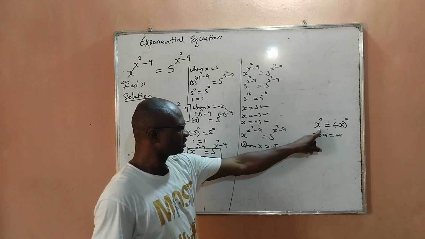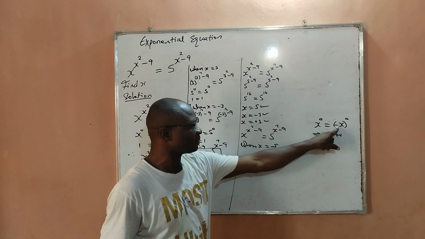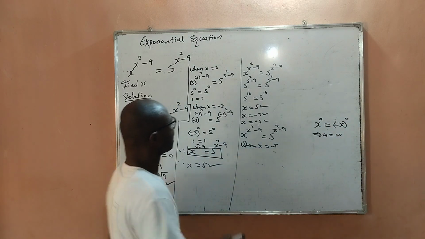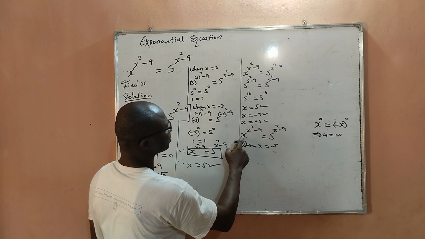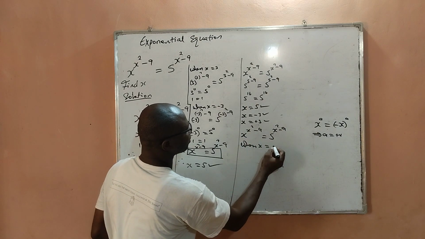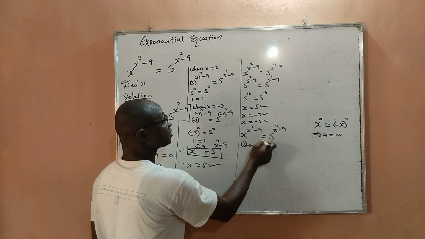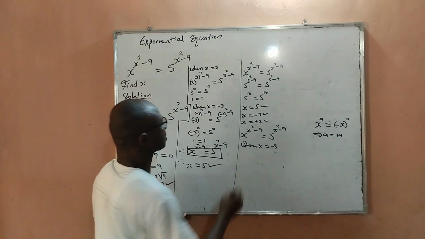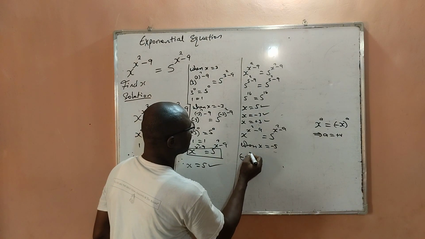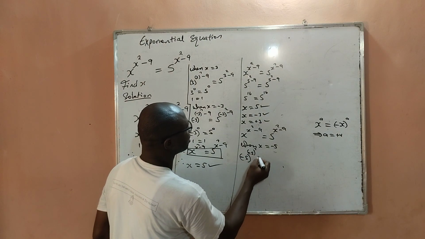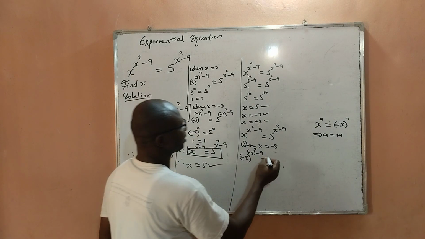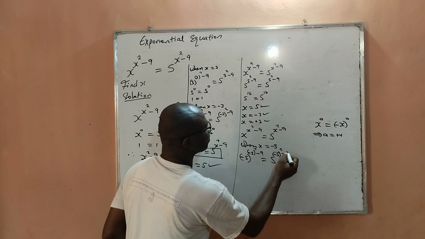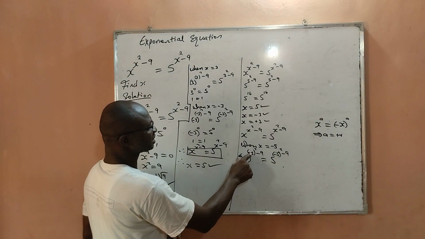From the law we said x raised to power a is equal to minus x raised to power a provided the exponents are positive. Now, we put the value of x to be minus 5. We test. Once the two sides are equal, it means that minus 5 is one of the values of x. Alright, minus 5 raised to power 2 minus 9. Will this be equal to 5 raised to power minus 5 raised to power 2 minus 9? We go. Look at it now.